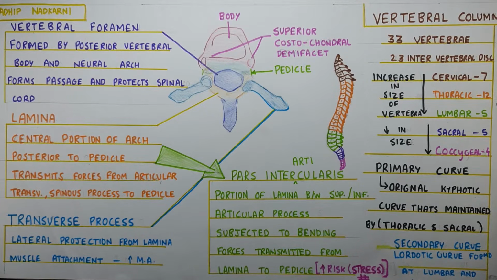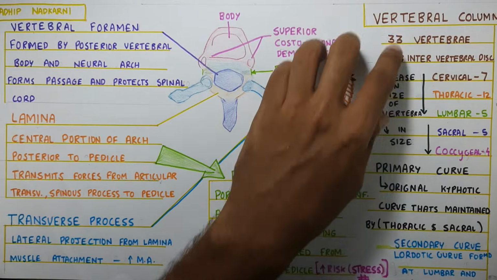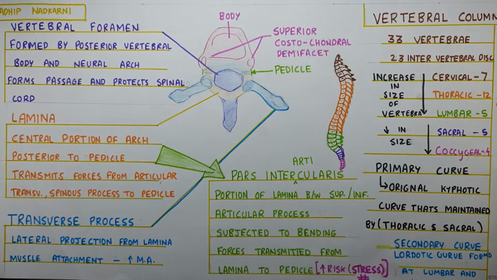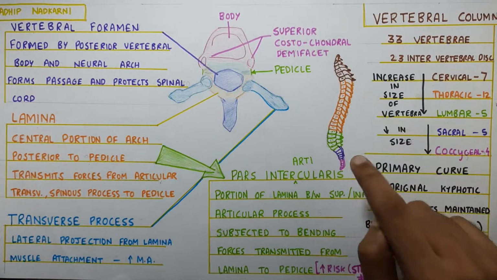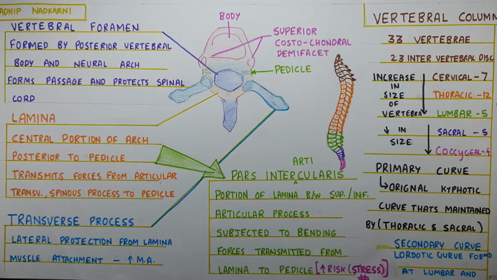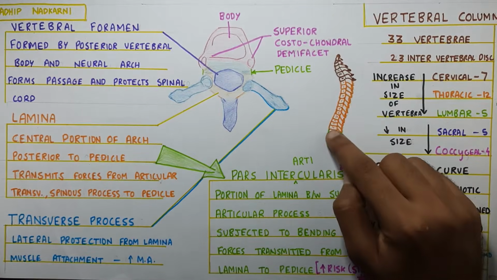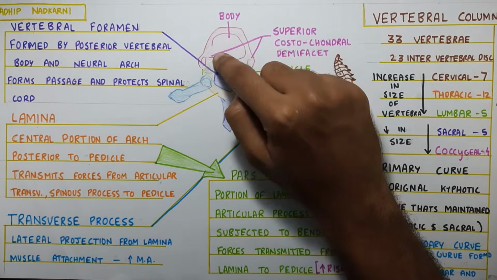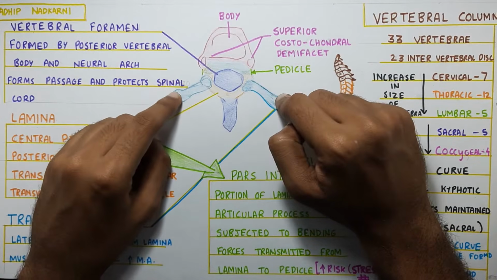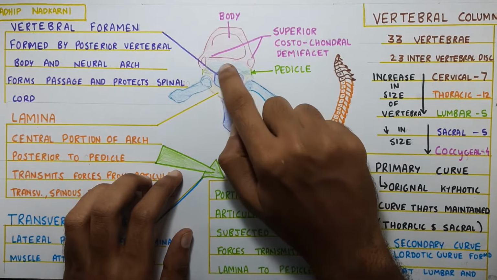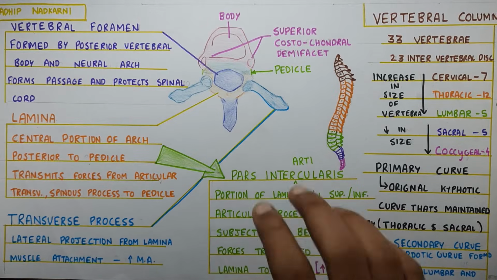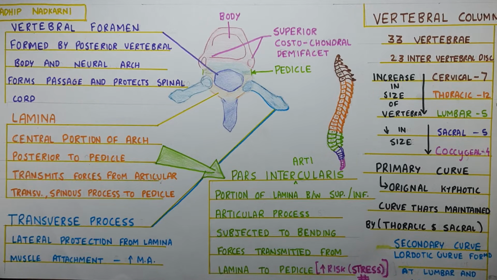What did we see? We first saw the vertebral column. There are 33 vertebrae, and how they are divided. We saw what the primary curve is, the curve maintained from birth, a kyphotic curve at the thoracic and the sacral region, whereas the secondary curve is formed later as you develop, with lordosis at the cervical spine and the lumbar spine. Then we saw the structure of the vertebra: the body, the pedicle, transverse process, spinous process, canal, and the lamina. The lamina also had the pars interarticularis, which has high chances of stress fracture because of a lot of bending forces.